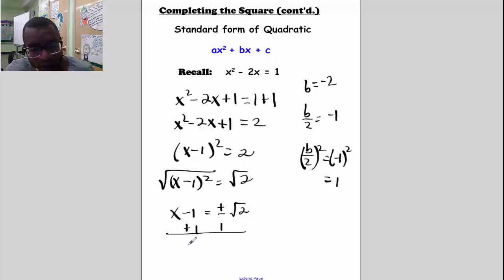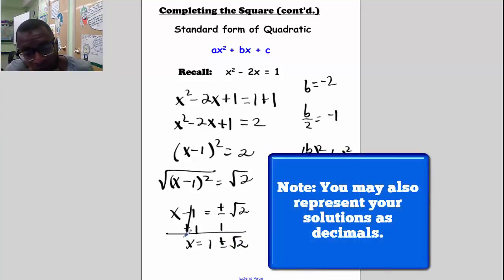When I add 1 to both sides, I get x equal to, remember our constant comes first, 1 plus or minus radical 2. And so that is our solution.